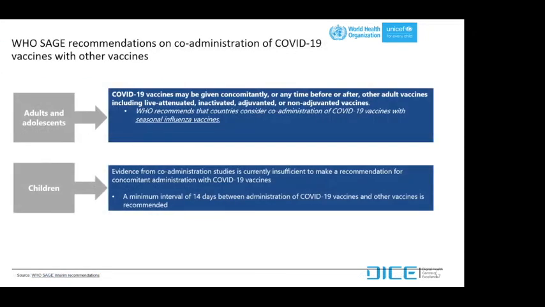And on co-administration, which other vaccines could be administered at the same time? You can administer COVID in one arm and another vaccine in the other one. So any type of vaccine, polio, measles, yellow fever, influenza, HPV, could be administered at the same time as COVID in adults and adolescents. For children, more evidence would be required to make the same recommendation. And until now, the recommendation is to wait 14 days between vaccines. Next.